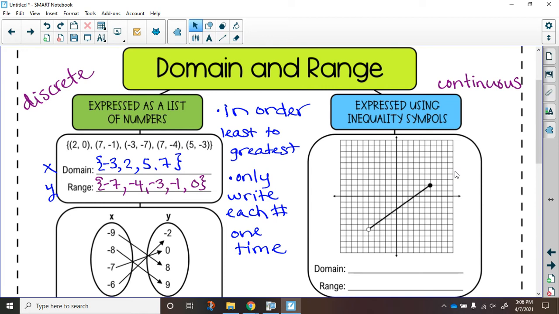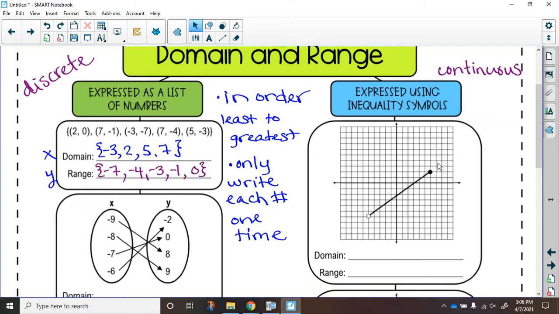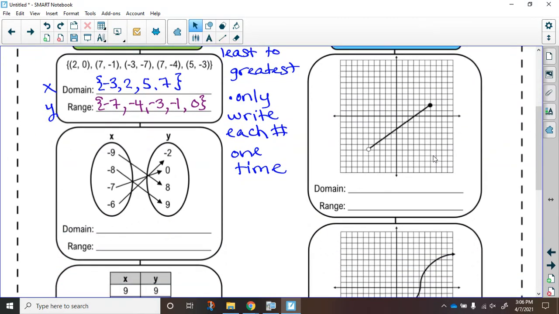Okay, let's go ahead and look at the mapping. So mapping, this one's pretty easy. Again, we're going to write them from least to greatest. So we have -9, -8, -7, and -6. Our range, we have -2, 0, 8, and 9. None of these numbers repeated, so both lists are the same size.